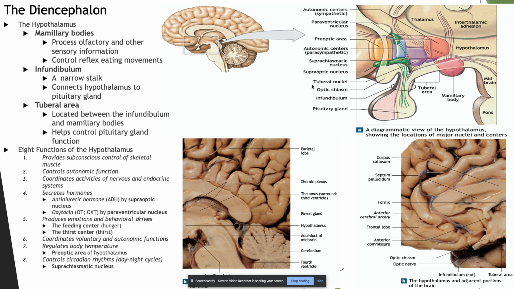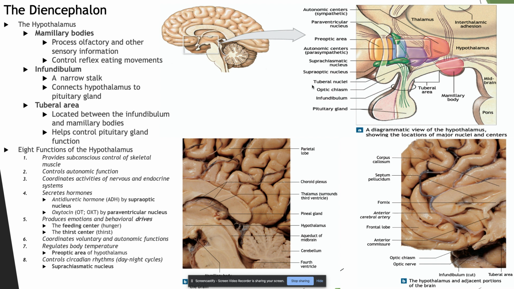The hypothalamus coordinates neural and endocrine activities by inhibiting or stimulating endocrine cells and the pituitary gland through the production of regulatory hormones. These hormones are produced at the tuberal area. They're released into local capillaries for transport to the anterior lobe of the pituitary gland.